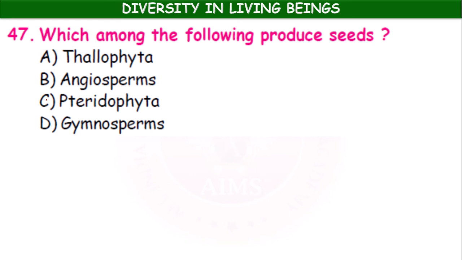Which among the following produce seeds? Thallophyta, angiosperms, pteridophytes, gymnosperms. In Thallophyta, there are no true root, stem or flowers. Angiosperms possess flowers, so they produce seeds. Pteridophytes reproduce by spores, so we should not consider them. And the gymnosperms also produce seeds, so B and D.